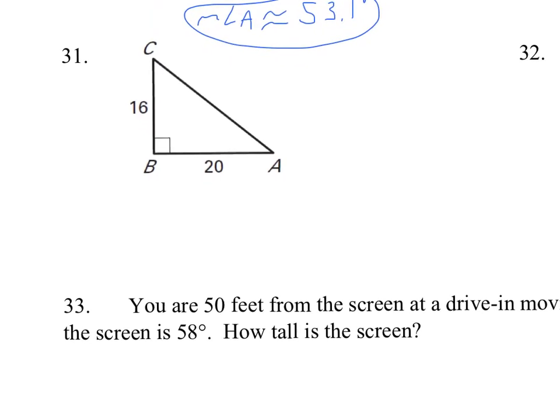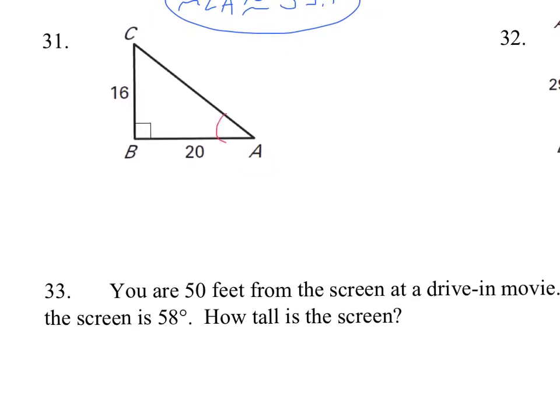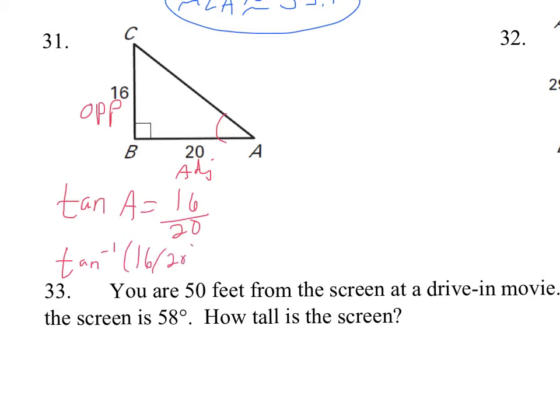All right, number 31. From A's point of view, we have adjacent and we have opposite. Oh, another tangent. So we can say tangent of A is opposite over adjacent, 16 over 20. So inverse tangent is what we want to do. So inverse tangent, 16 divided by 20. And that tells me that the measure of angle A equals 38.7 degrees.